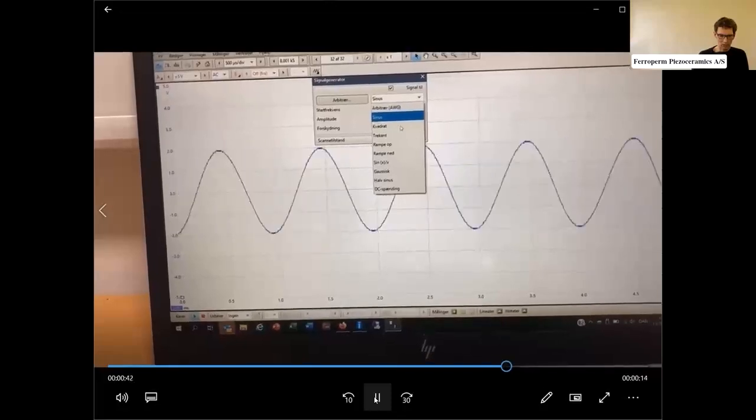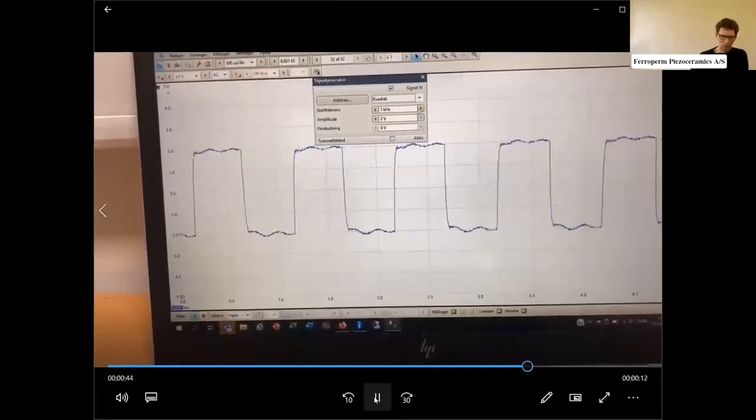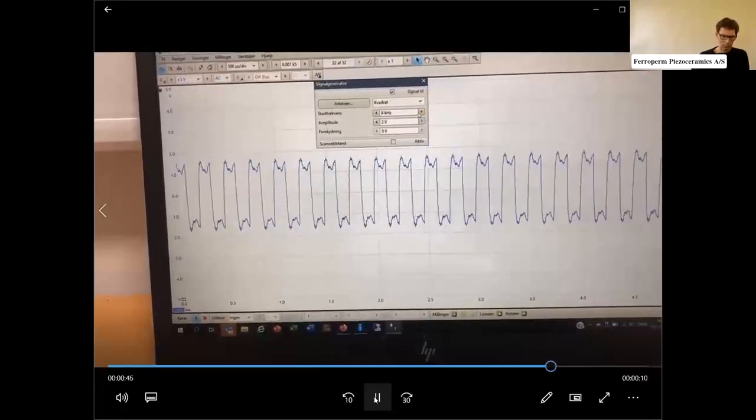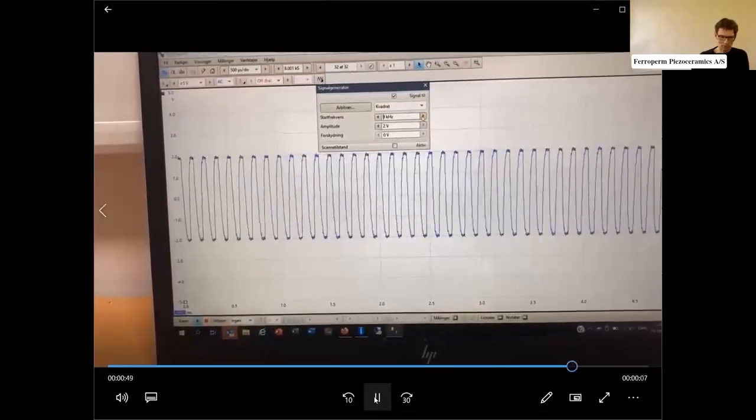I can also change the shape of the signal. So now it's a square wave, or almost square. It's not a very good generator.